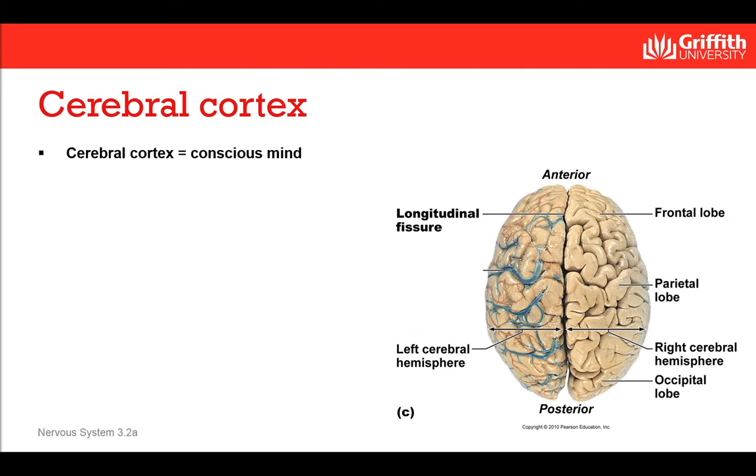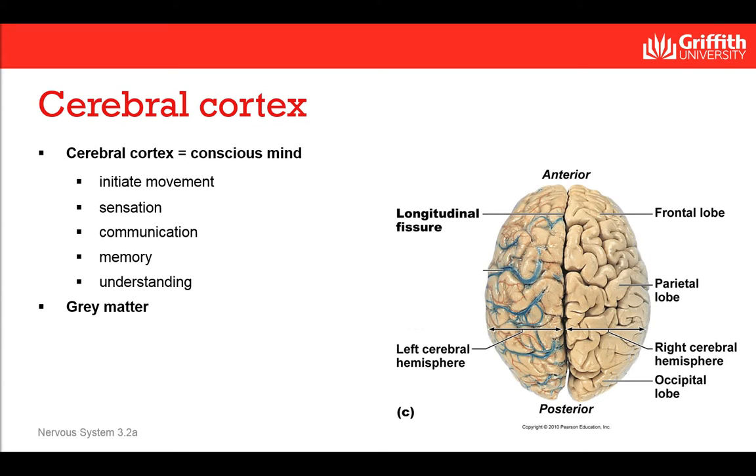The superficial cerebral cortex, consisting of grey matter, is where our conscious mind is found. This enables us to initiate movement, to become aware of ourselves and our sensations, to communicate, to remember, and to understand. The grey matter consists of neuron cell bodies, dendrites, glia, and blood vessels, but no fiber tracts.